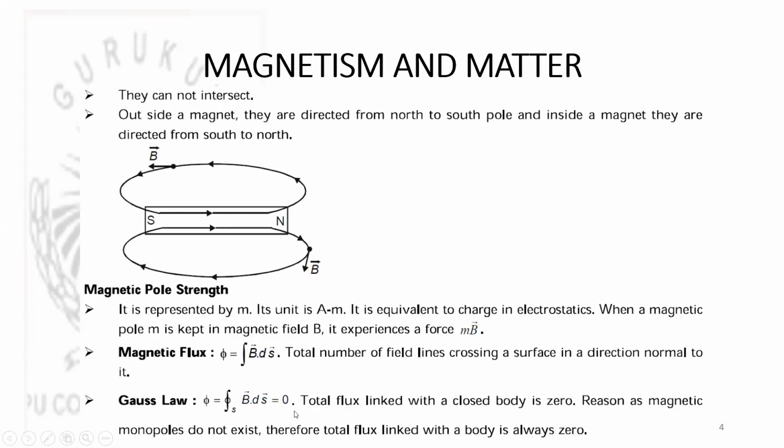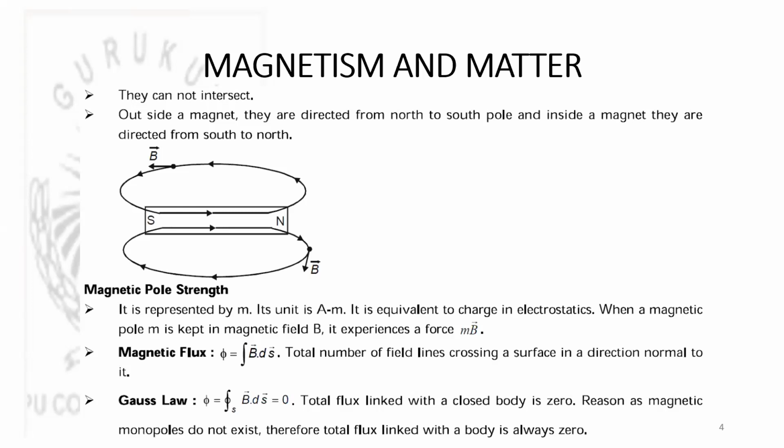The reason for zero magnetic flux linked with any closed surface is that magnetic monopoles do not exist. This is why this idea of magnetic pole strength is rejected. Since magnetic monopoles do not exist, even the smallest magnet will have two poles, that is, it behaves like a dipole. And as we already know, a dipole has zero net charge. Similarly, the magnetic charge of even the smallest bar magnet will be zero, hence the flux would be zero.